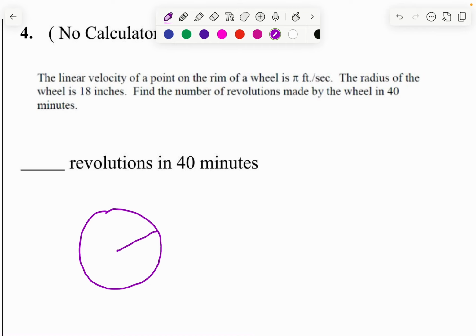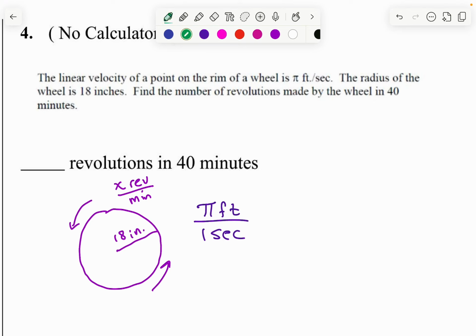So I usually like to label what I got. I got 18 inches here. Okay, and I know the linear speed of this. I don't know how fast it's spinning. Okay, so let's start with our linear speed here. So it's pi feet per 1 second. Again, we notice no calculator, so I expect the arithmetic to be doable.